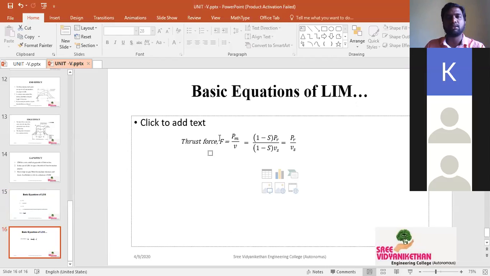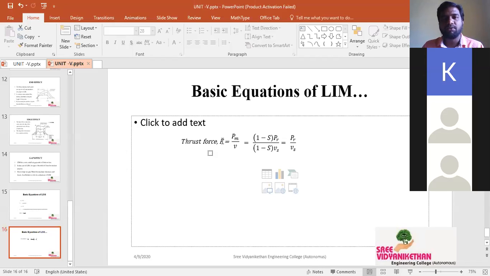Now coming to the thrust force base equation. So here we know the formula P equal to ωT. Here ω is nothing but the velocity. Omega in case of angular velocity for a circular induction motor, whereas here it is a linear induction motor, so it is said to be velocity. Again, similarly, the torque is replaced by the force, that is thrust force.